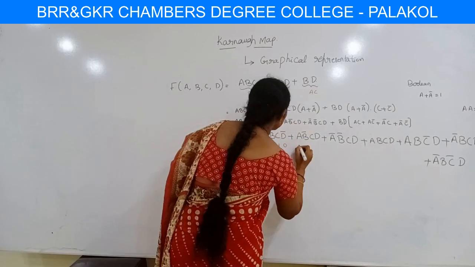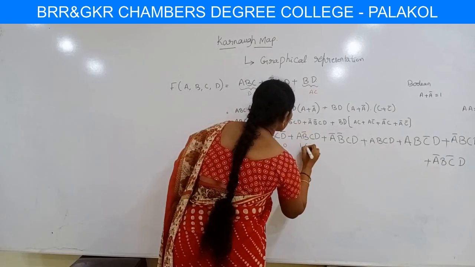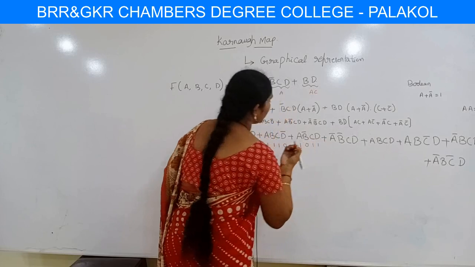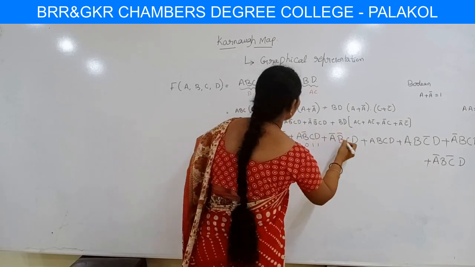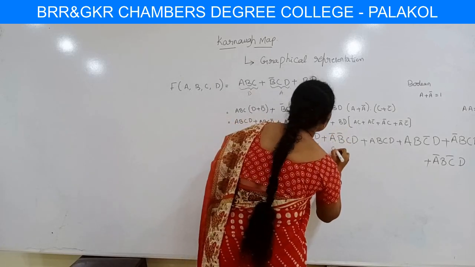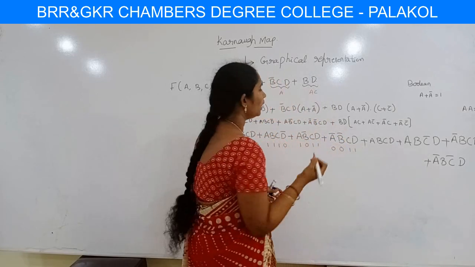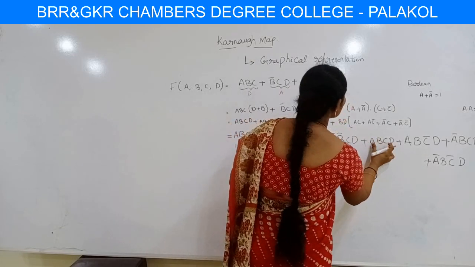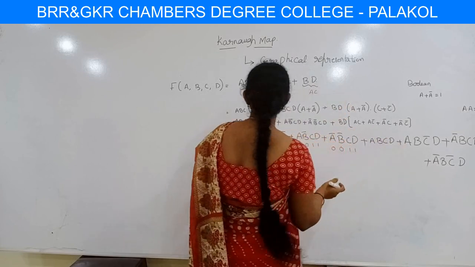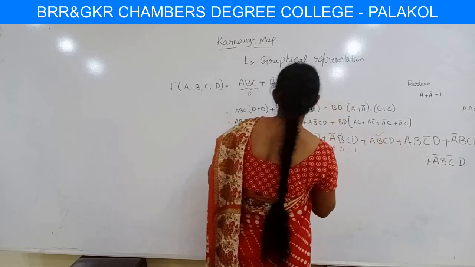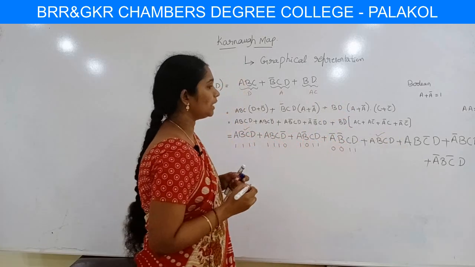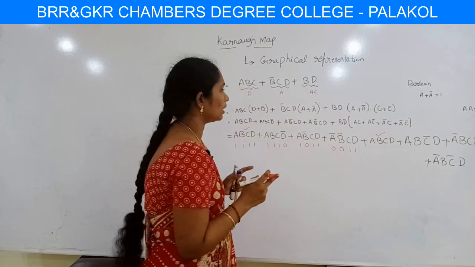And after that this number is 1 0 1 1. Okay, and after that this number is 0 0 1 1. Okay, and after that this is also ABCD and this is also ABCD. So therefore, since it is repeated 2 times, we will write it only 1 time.